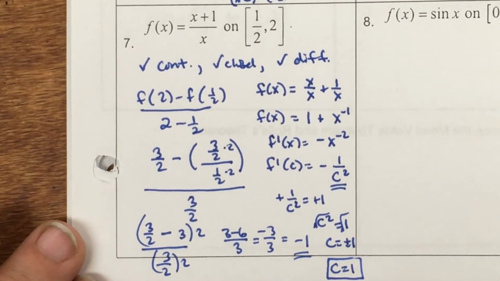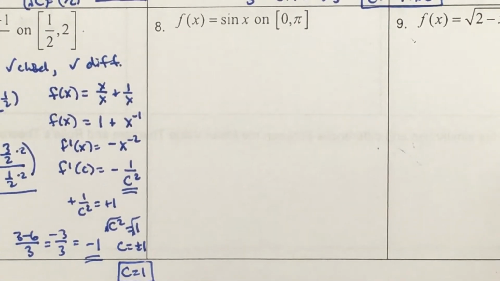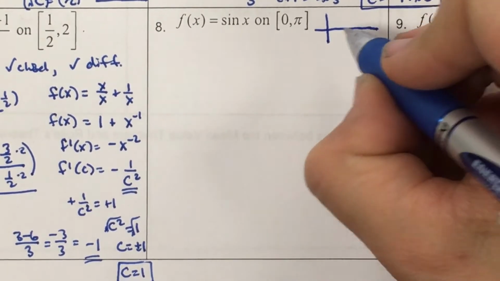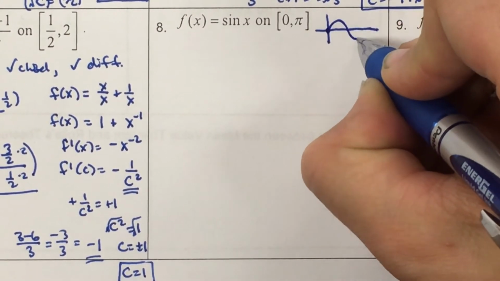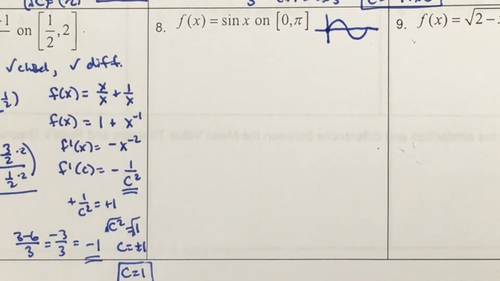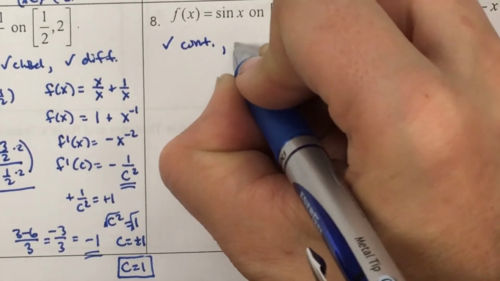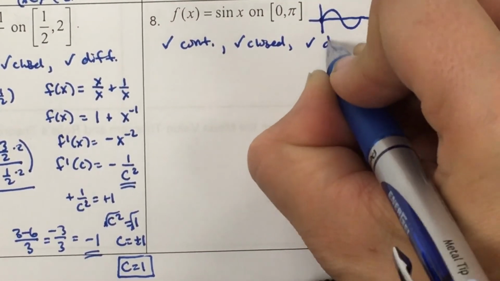All right, next. Number 8. Sine curve. If you know what the cosine curve looks like, hopefully you remember the sine curve starts at the origin and goes something like that. So it is continuous. Check continuous. Again, it's closed. Smooth curve, so it's differentiable.